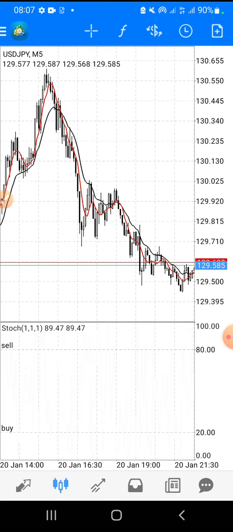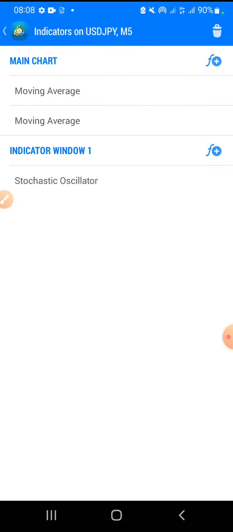Last but not least, we want to add our alligator, our final indicator, and we want to add it to our indicator window 1.